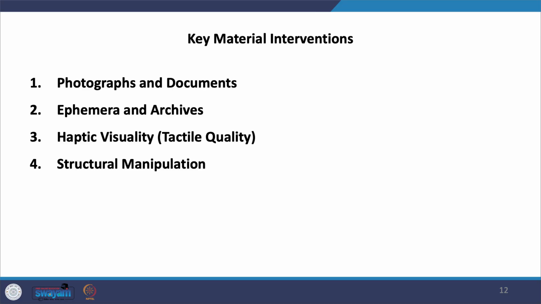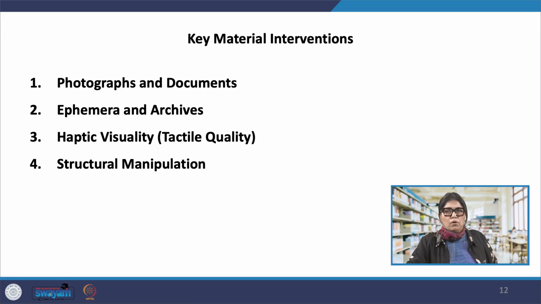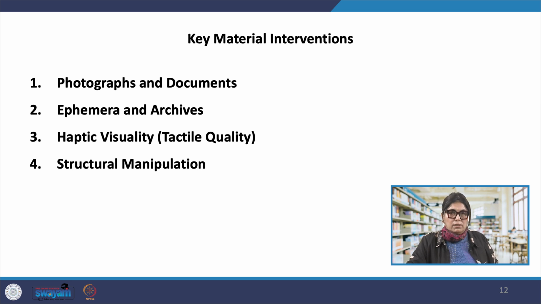Using actual photos alongside cartoons collapses the distance between the past and the present, providing evidence of existence while contrasting with subjective cartoon memories. Ephemera and archives, incorporating letters, diaries, maps, and childhood drawings, reinforce the autobiographical authenticity of the narrative. Haptic visuality, the tactile quality, focuses on the texture of drawing, such as cross-hatching, making the reading experience felt by the body, crucial in trauma narratives to represent non-integrated memories.